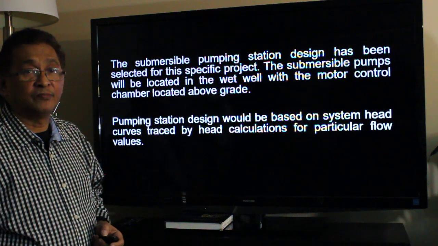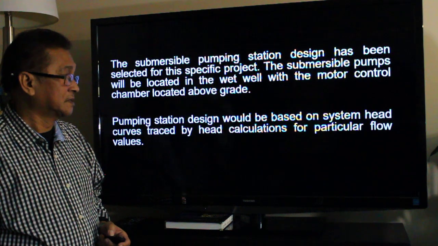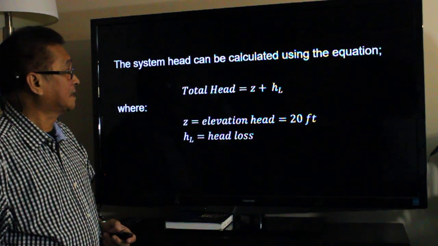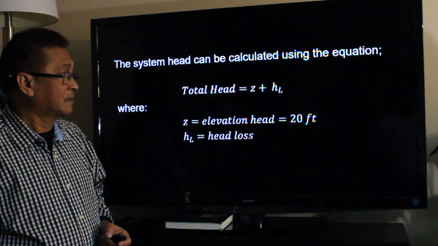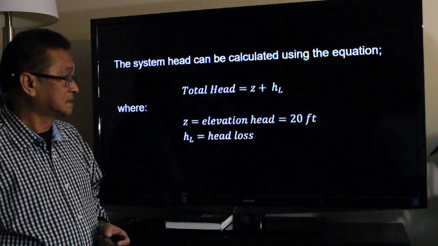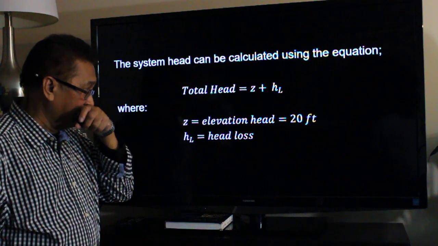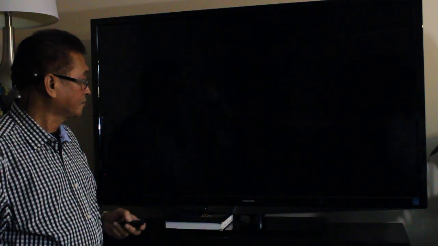Pumping station design would be based on system head curves traced by head calculations for particular flow values. The system head can be calculated using the equation total head equals Z plus H sub L, wherein Z is the elevation head, which is equal to 20 feet, and H sub L is the head loss.